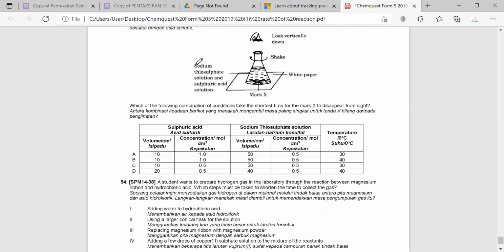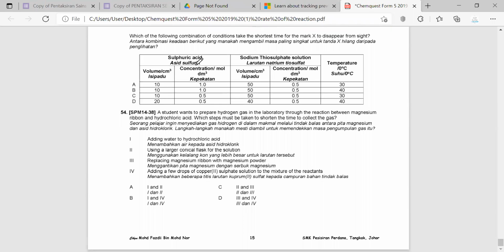All right. Number 53, do it yourself. It's so hard to see with you. Okay, we do the last one. Okay, 54. A student wants to prepare hydrogen gas between magnesium and hydrochloric acid. How can I shorten the time taken to collect the gas? It's easy. Caroline, can you tell us why you chose that?